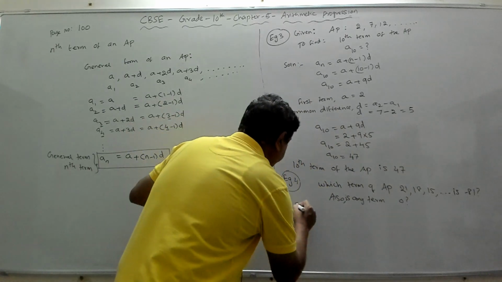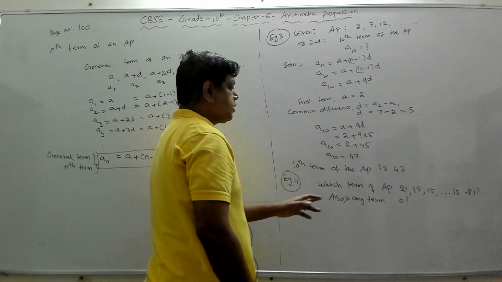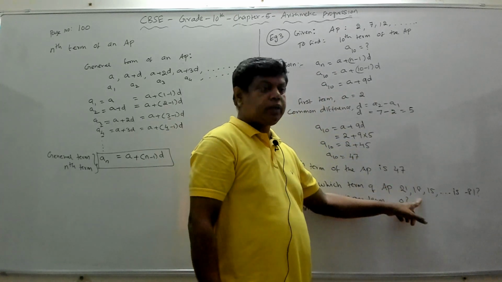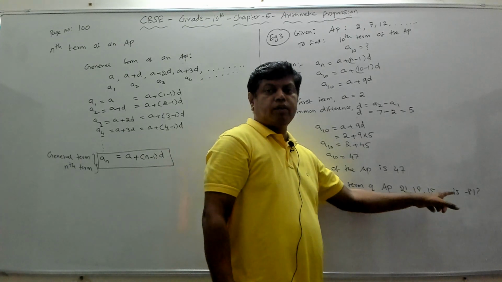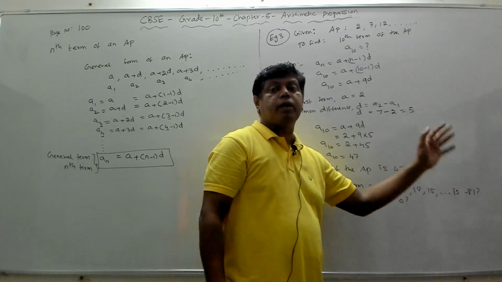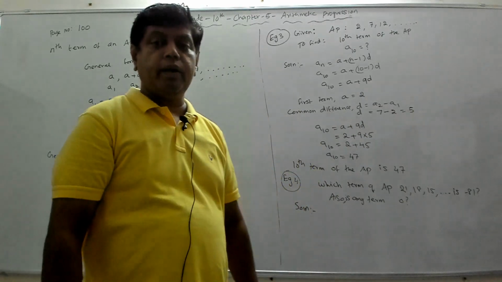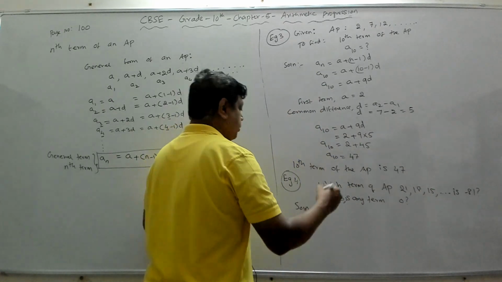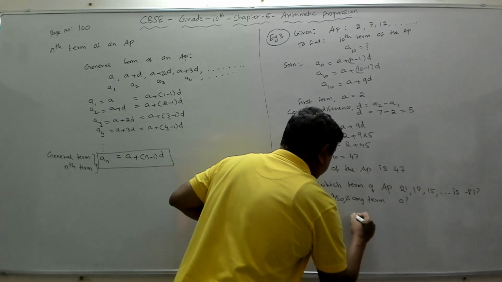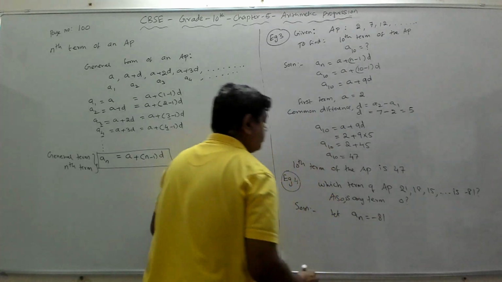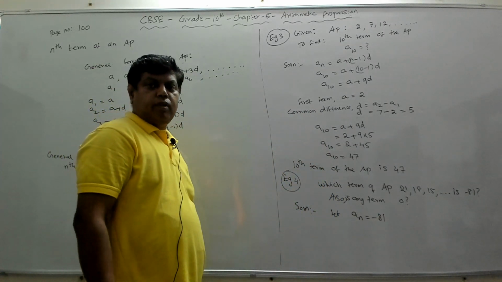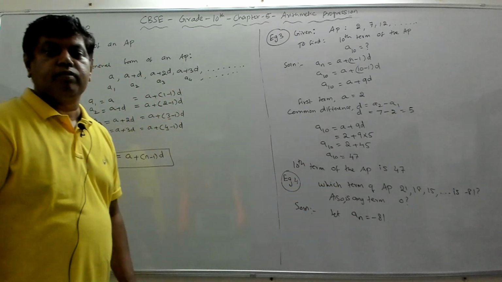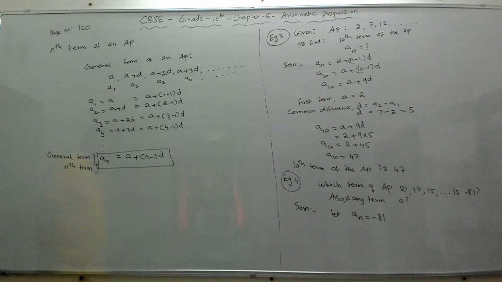The solution is, now which term of the AP is minus 81? See, the first term is 21, second term is 18, third term is 15. Like that, if we keep on writing, minus 81 will become which term? Which means we have to find the value of n. So let's assume that minus 81 is the nth term. So let an equal minus 81. We have to find what is n.